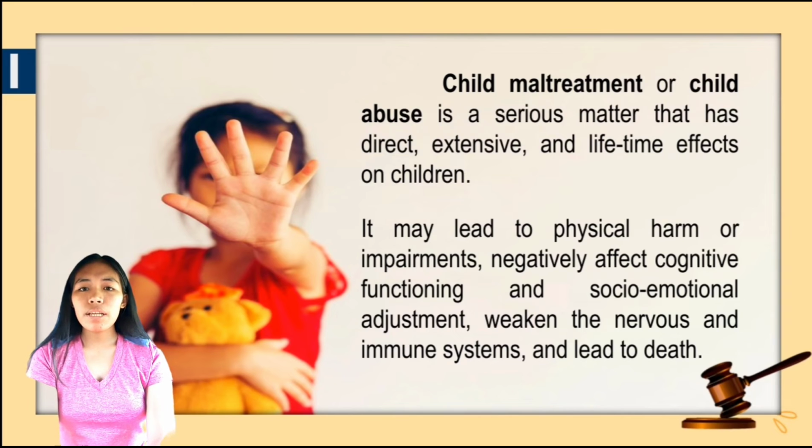So child maltreatment or child abuse is a serious matter that has direct, extensive, and lifetime effects on children. As I said, it is not like you can snap out of it and change the children's perspective towards their life. No, because it will leave them with trauma for a lifetime. It may lead to physical harm or impairments and negatively affect cognitive functioning. So instead of developing their intelligence, those experiences might lead to hindrances. Next we have socio-emotional adjustment. It will be hard for them to adjust because of their experiences, and it might even lead to their deathbed because it will weaken their nervous system and immune system.